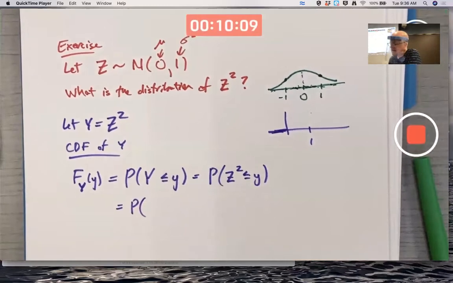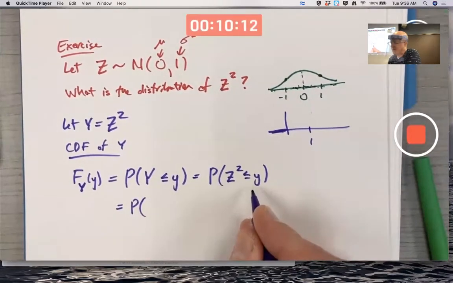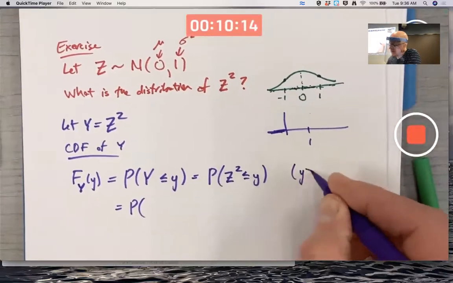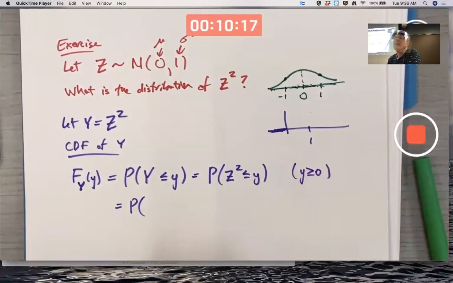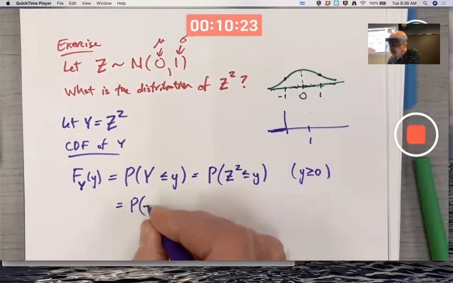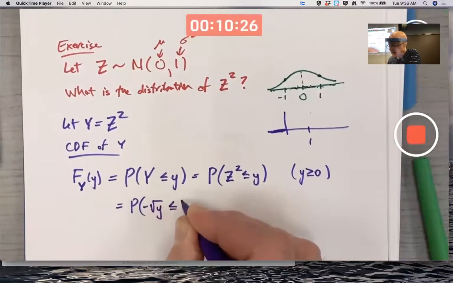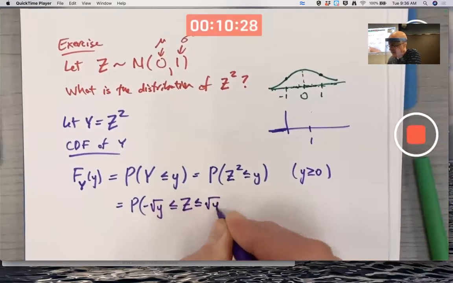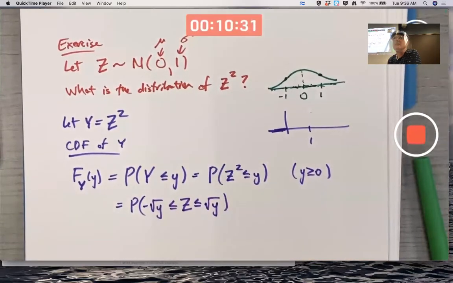Z is standard normal. To say z squared is less than or equal to little y, where little y is greater than or equal to 0 here, is really to say that z itself is between negative square root of y and positive square root of y. If z squared is less than or equal to 4, that means z itself is between -2 and +2. If z squared is less than or equal to 9, then z itself is between -3 and +3.